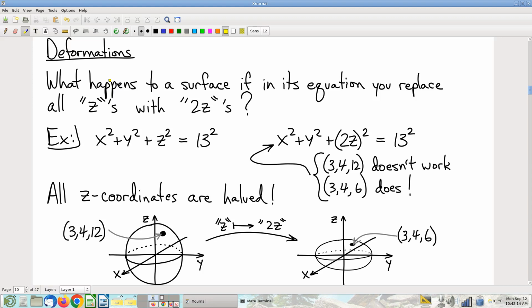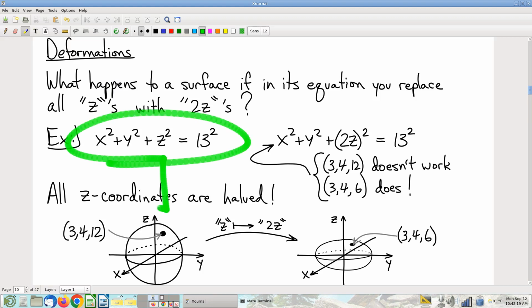Okay, so deformations. The idea here is, suppose you have an equation for which you already know what the corresponding surface is. I think this is a nice example because I can look at this and instantly recognize that it's talking about points whose distance from the origin is 13. So this is pretty clearly a sphere. What would happen if I do a specific algebraic thing to this equation? Specifically, I'm going to replace everywhere I see a z with 2z. You'll notice that's what happened here.